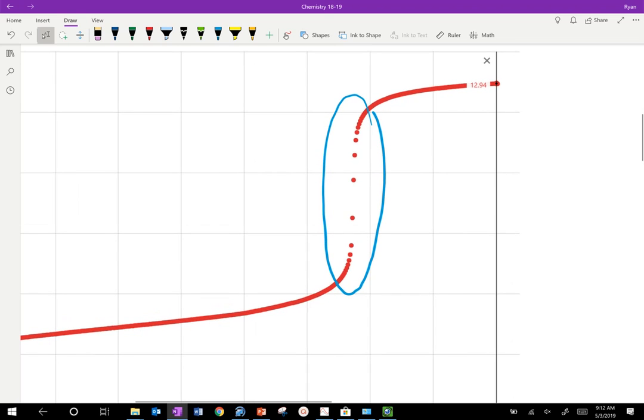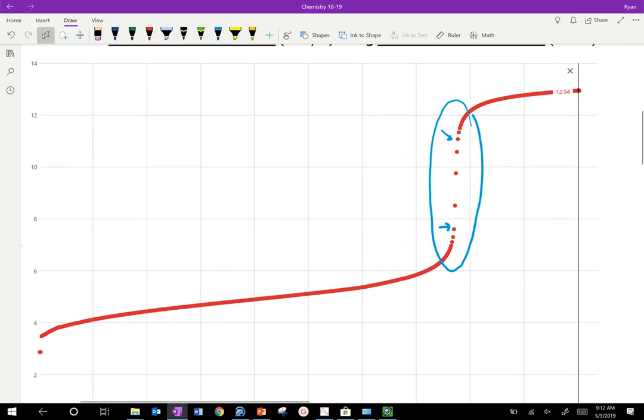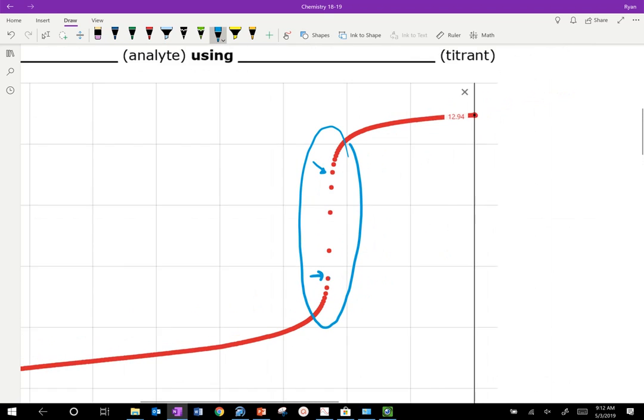Notice from here to here, the pH changed dramatically in 1, 2, 3, 4, 5 drops. For all these drops down in here, we had hardly any change in pH at all. And then all of a sudden, over the course of 5 drops, the pH went up from 7-ish to closer to 11. The pH changed with every drop. It was changing dramatically, and that's the part we're interested in.